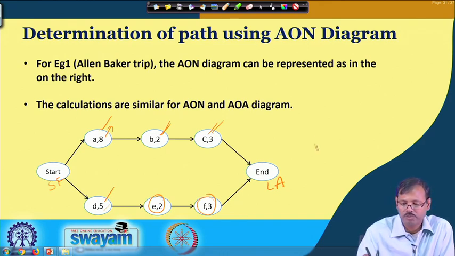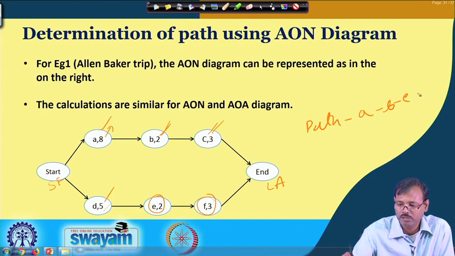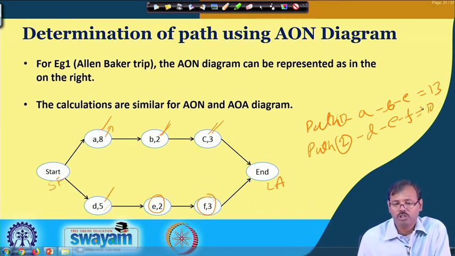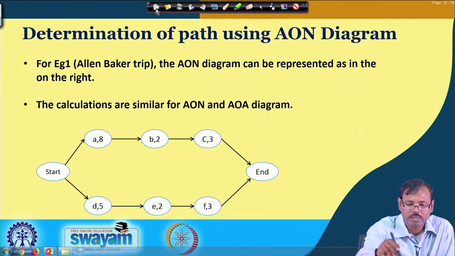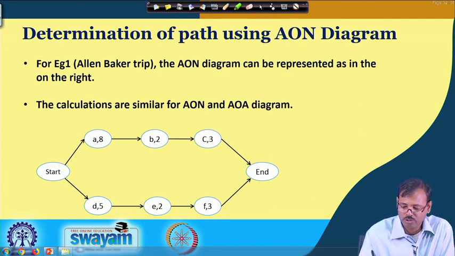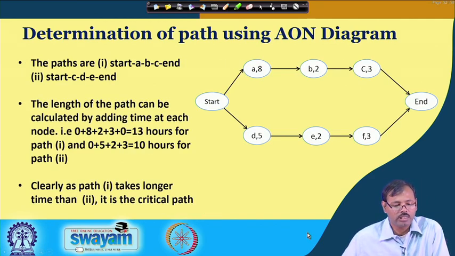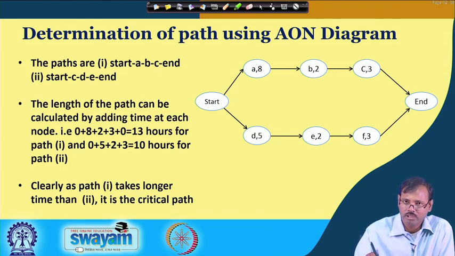So, in this case we say path 1, which we have not labeled here, is the A, B, C path which takes 13 hours. This is path 1, and this is path 2, which is basically the D, E, F route which takes 10 hours. So, in a similar way you can carry it out in the activity on node diagram also. However, the construction of the network in the computer in activity on node diagram is a little bit difficult. So, you can see this is how you can calculate, which is already discussed.